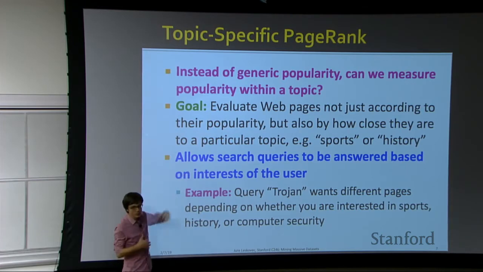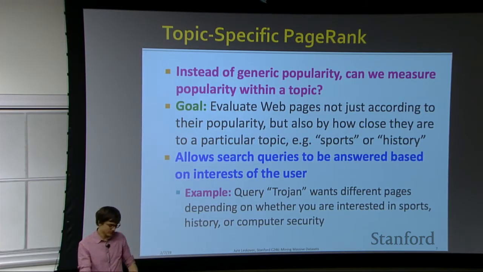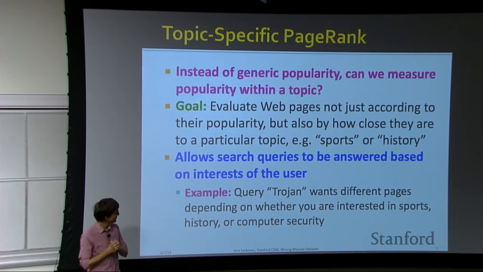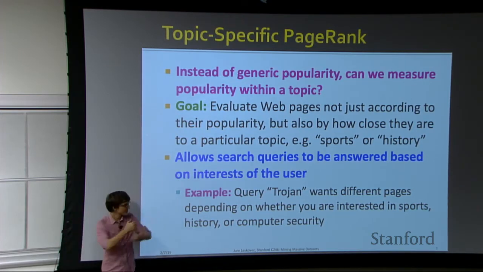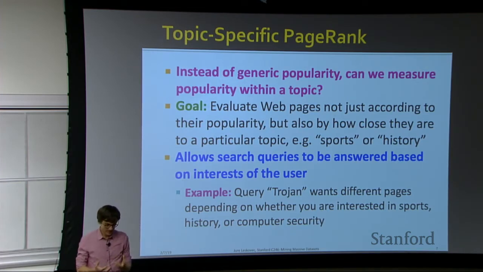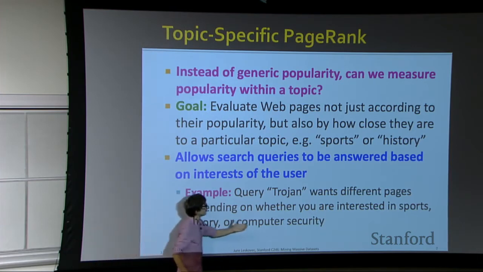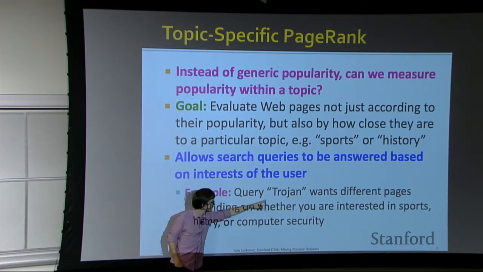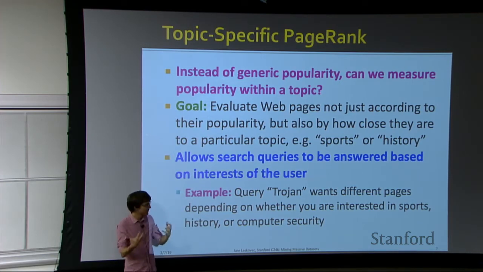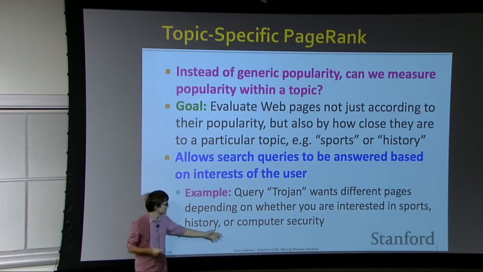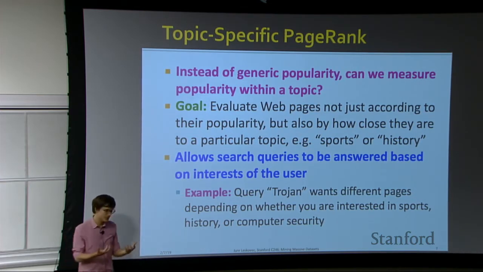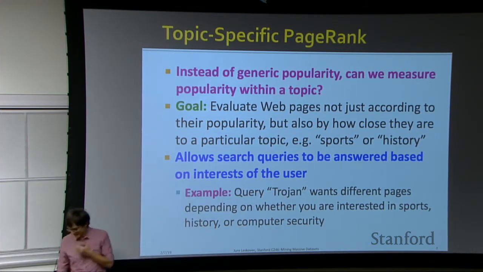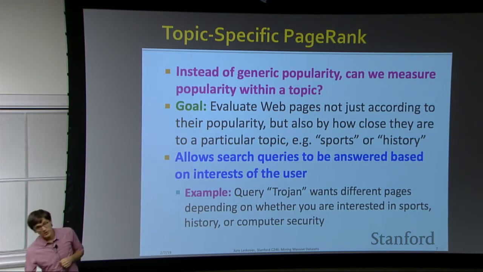The idea is that when you use this in a search engine, you can take a query and classify it into a category. Is this a sports query? Is it a political query? Is it a history query? Then, if you can classify a query, you can surface the web pages that are important with respect to the topic of the query, and not just generically important in the graph. For example, if somebody searches for Trojan, they may want different web pages depending on whether they are interested in sports, history, or computer security. Based on the interests of the user, I could make a guess at what the user means by this query. This is where the idea of topic-specific PageRank comes from.